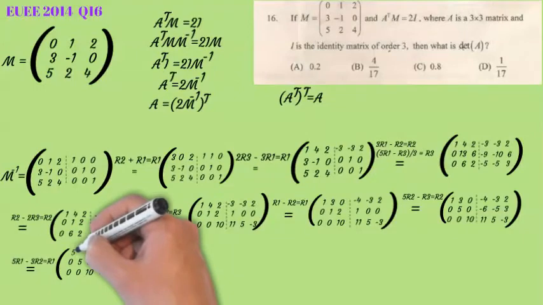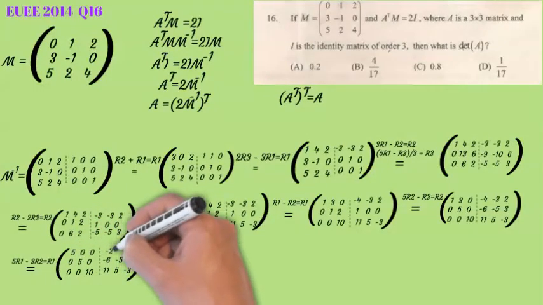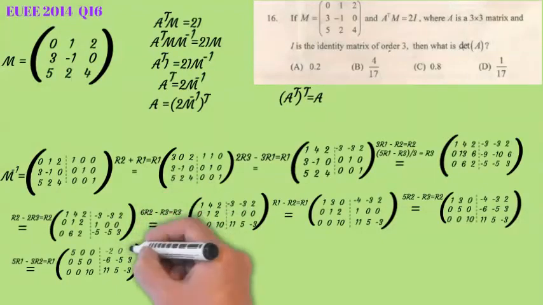Then we'll multiply 5 times R1, then subtract 3 times R2 from it, and write that in place of row 1.